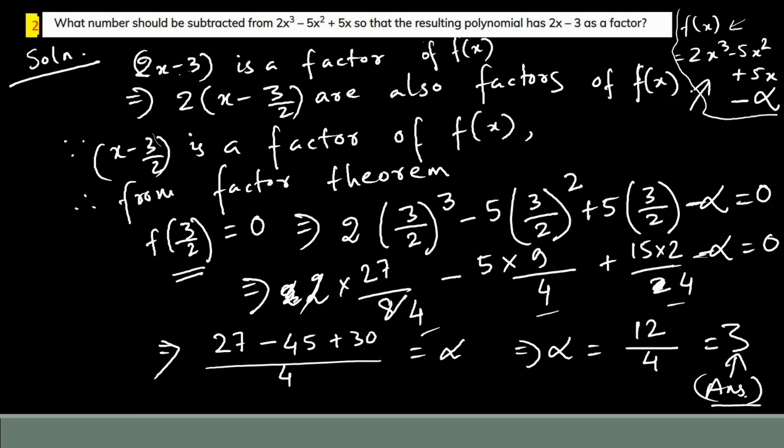Answer: hence, you have to subtract 3 from the given expression 2x cubed minus 5x squared plus 5x, so that the resulting polynomial has 2x minus 3 as a factor. Hope this is clear to you guys. Now we will move to the next problem.